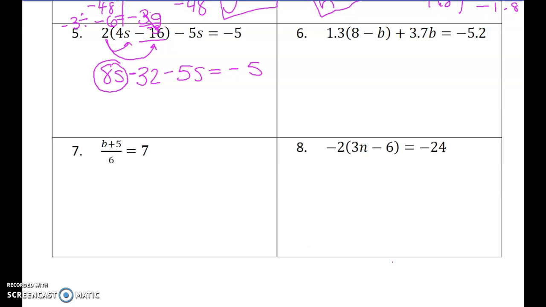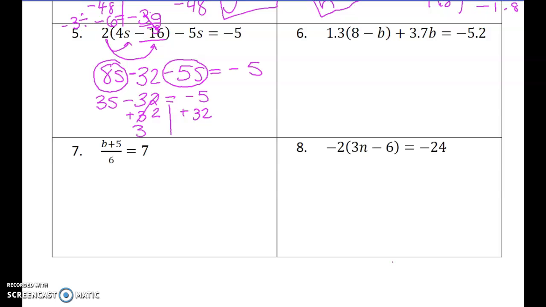So I have this 8s, and then I'm going to combine it with this negative 5s, being careful with those signs out in front. So 8s minus 5s, well, that is 3s. I still got my minus 32 equals negative 5. So now I'm going to solve like I've been solving. So I'm going to undo subtraction first by doing the opposite. So I'm going to add 32 to both sides.